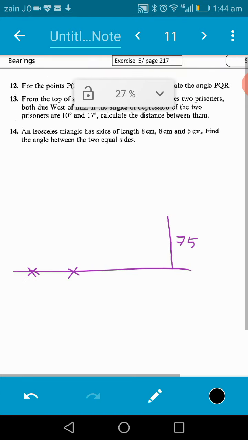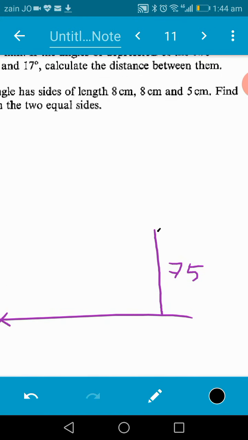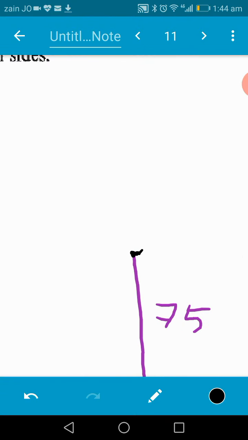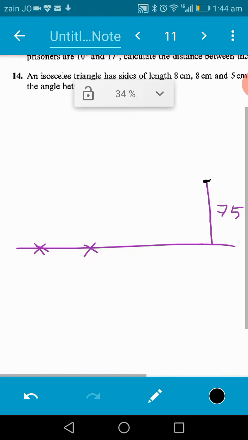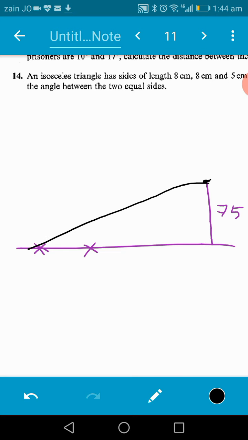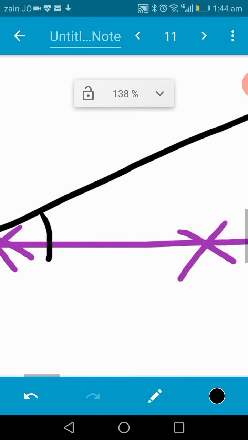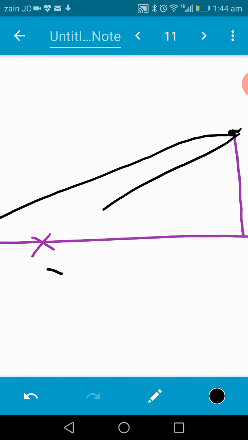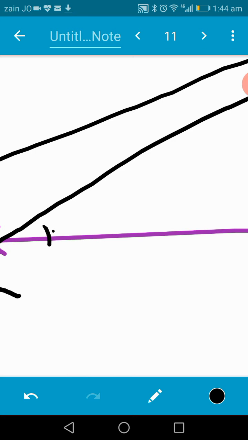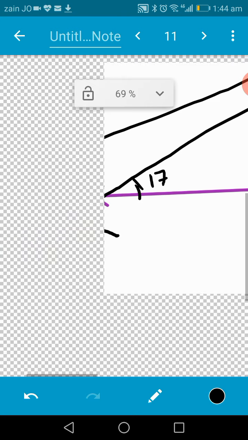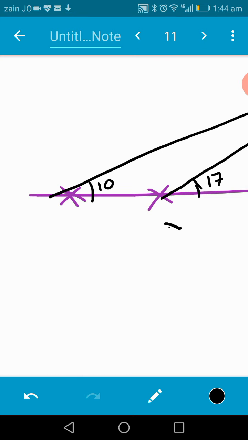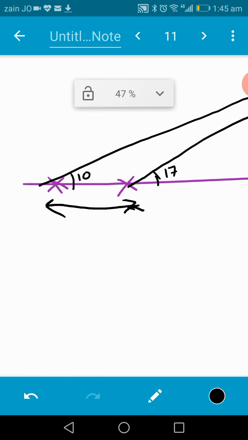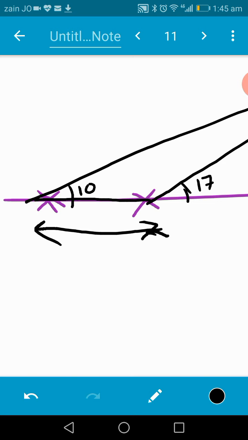Now back here. The guard is located here, watching the two prisoners. This angle is 10 and this angle is 17. We need to find the distance between the two prisoners. Okay, we are going now to find the distance between two prisoners. This distance.